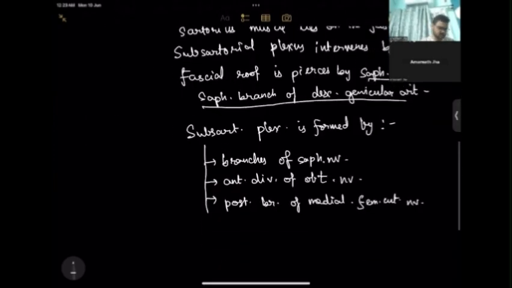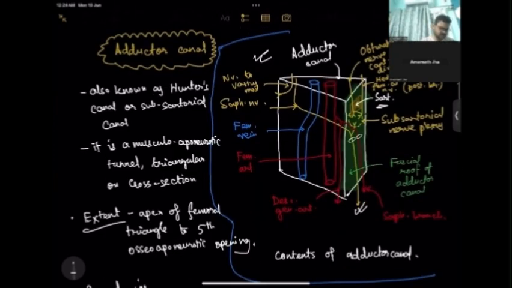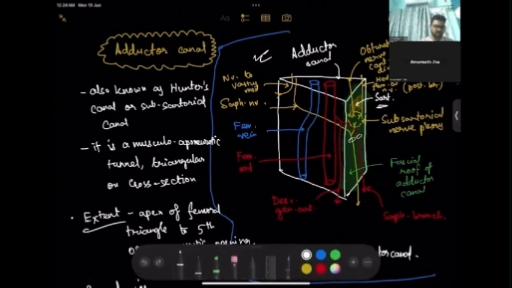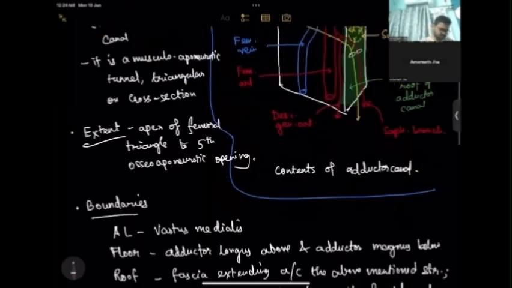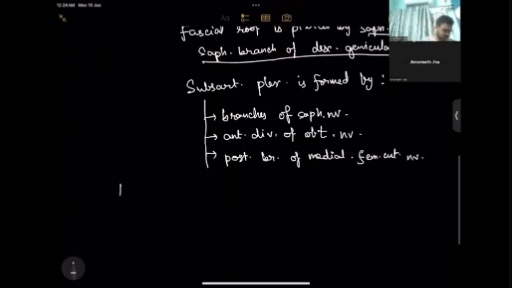So let's have a look at all this. First of all, we have the saphenous nerve coming down here, so branches are going there, you can see over here. Then we have the posterior division of the obturator nerve, you can see the branches coming here. Then you have the posterior branch of the medial femoral cutaneous nerve. Now coming to the other parts, the apex, medially, popliteal as well, where the vastus and the adductor muscles meet.